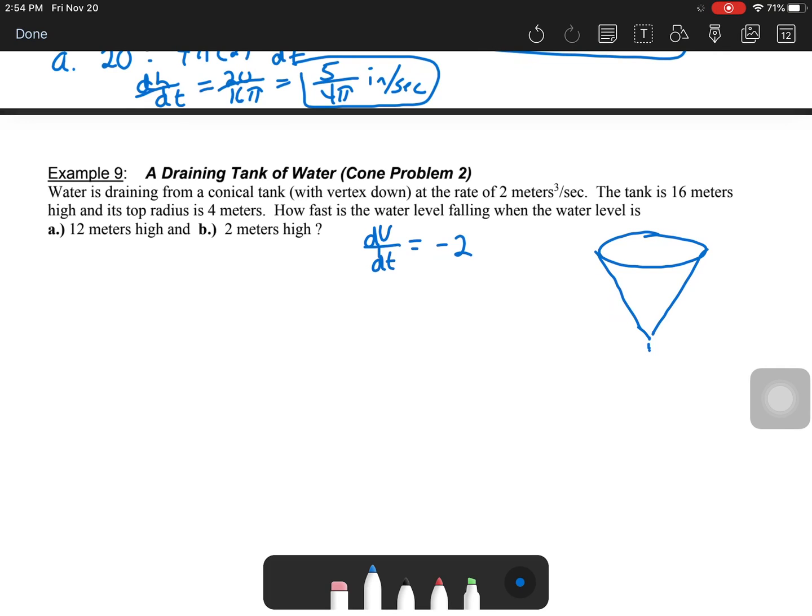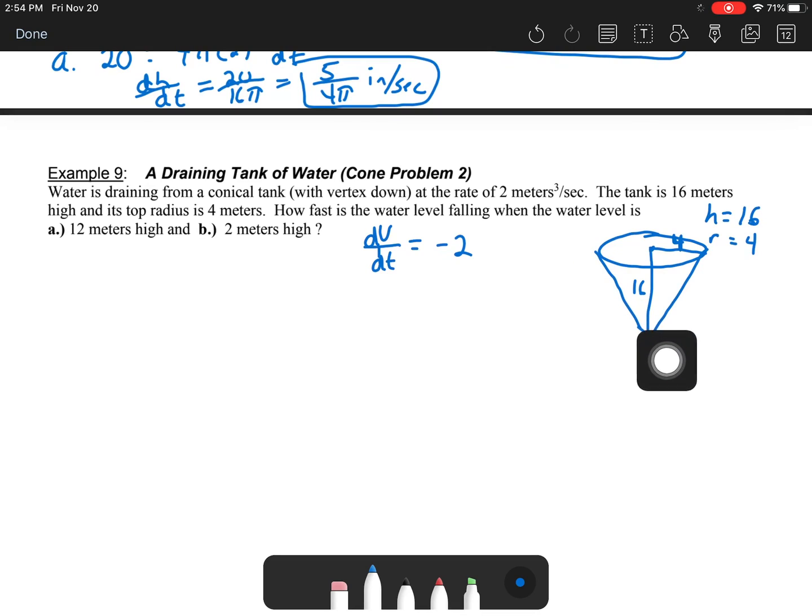Okay, it says that the tank is 16 meters high and the top of its radius is 4. So I'm just going to put those in the picture just to get a visual. So this is 4. This isn't really drawn to scale, but that's okay. And then we'd have a 16 for the height. So h is 16 when r is 4.